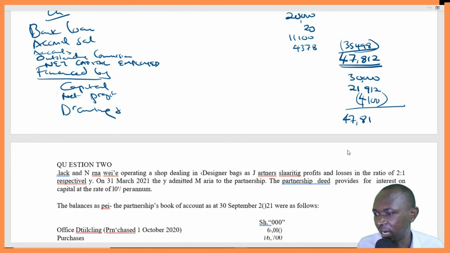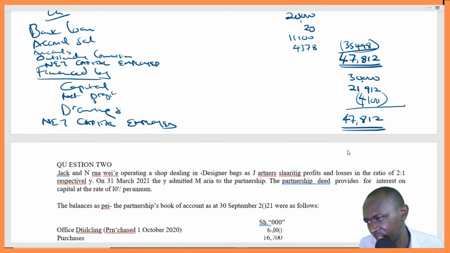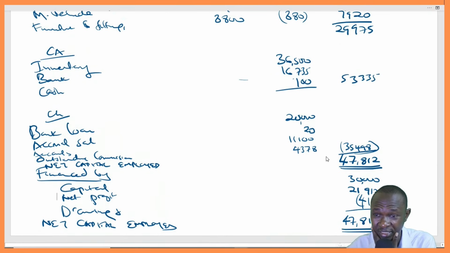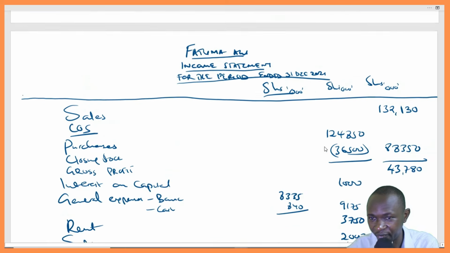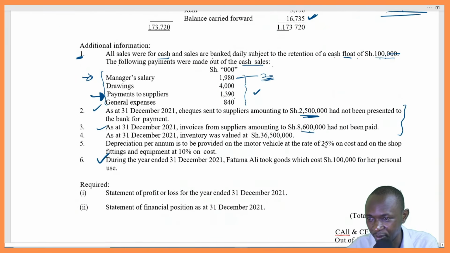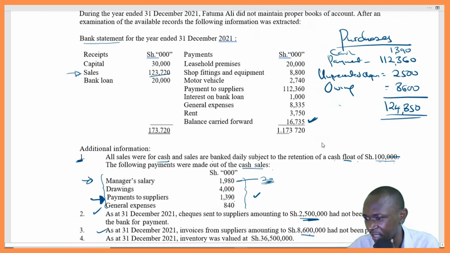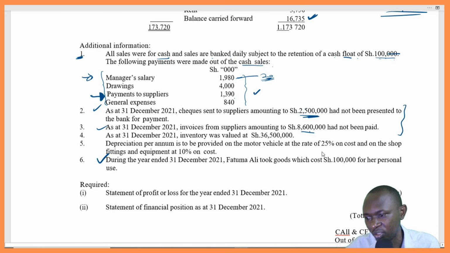It has balanced. 47,812. You can see net capital employed, 47,812. So that is the question, but I give it to the examiner of this question. This was a very good question, very tricky to the students, but that's how you go about it. I know you must have learned a lot from this question.